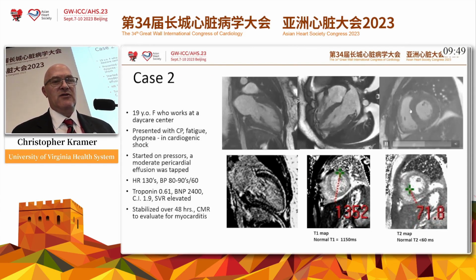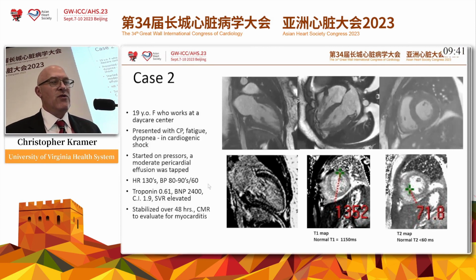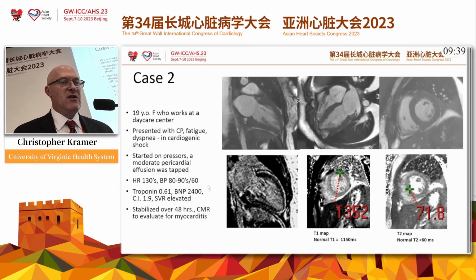Here you can see cine images of a patient with an ejection fraction of about 25%, global dysfunction. This was a 19-year-old woman who worked at a daycare center who presented in cardiogenic shock. She was begun on pressors. She had a moderate pericardial effusion that was tapped. Her vital signs were consistent with shock. She had elevated enzymes. She stabilized over a course of about 2 days, and she underwent a CMR to evaluate for myocarditis. So you see the LV dysfunction.